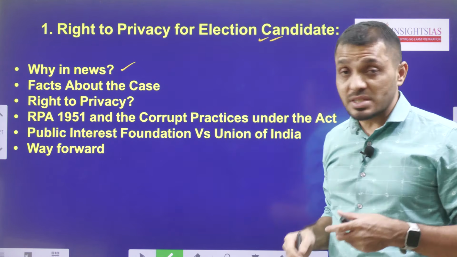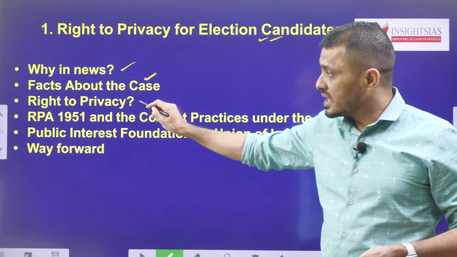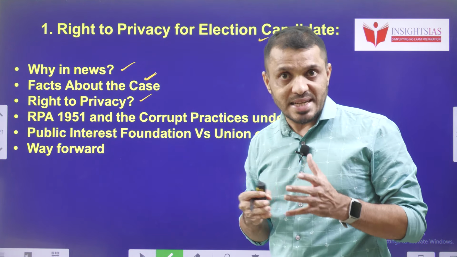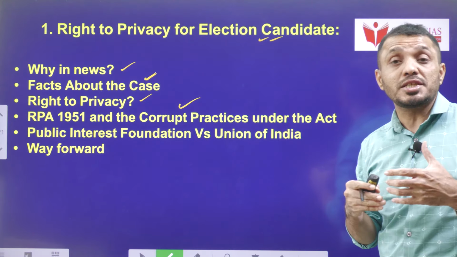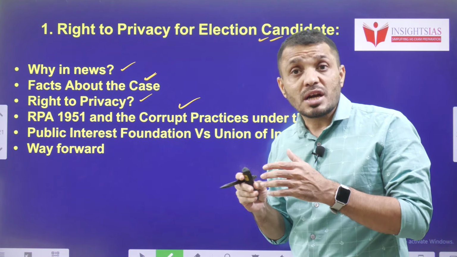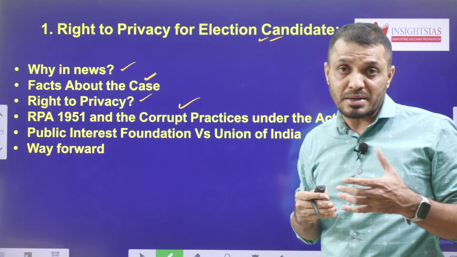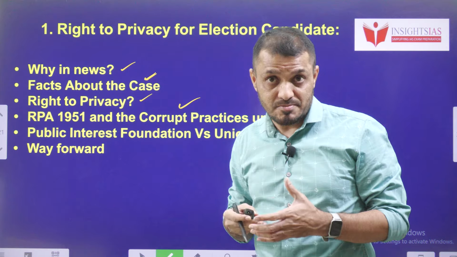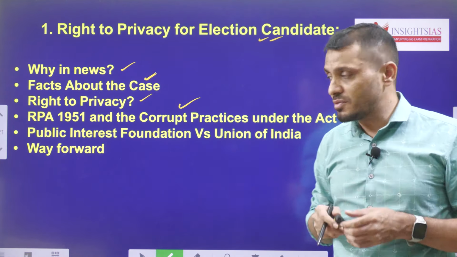First, why it is in news, that means the context of the video, then facts about the case, and what is the meaning of right to privacy, and what the Supreme Court told regarding this right to privacy. Then the Representation of People Act 1951, and according to the Representation of People Act 1951, what is corrupt practice? Of course, corrupt practice means there are various things. Which things come under corrupt practices? Whether a candidate not disclosing his assets which are not related to election comes under corrupt practice or not, that we will also discuss.